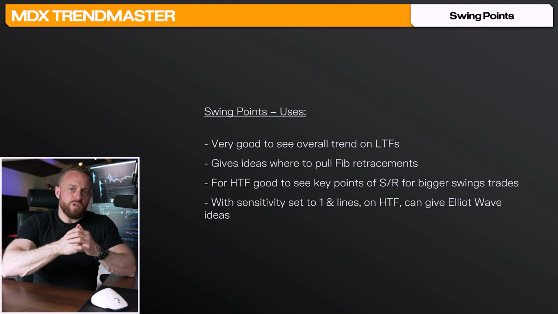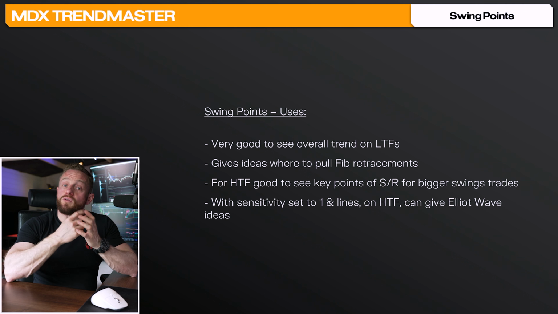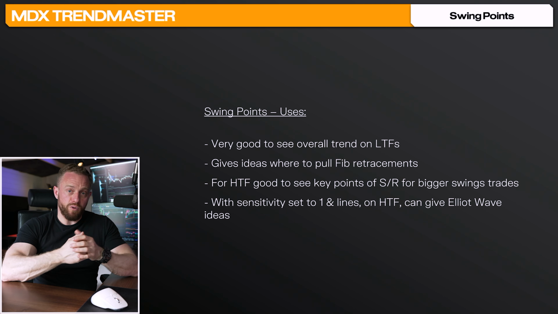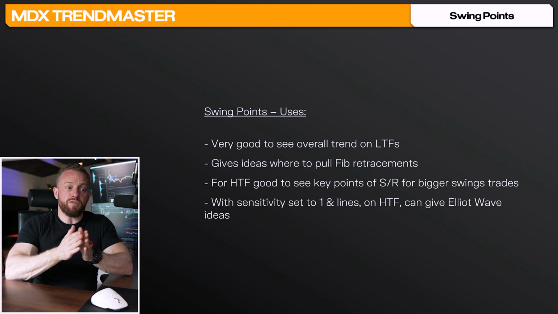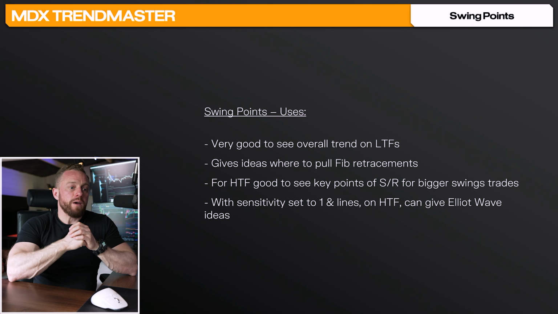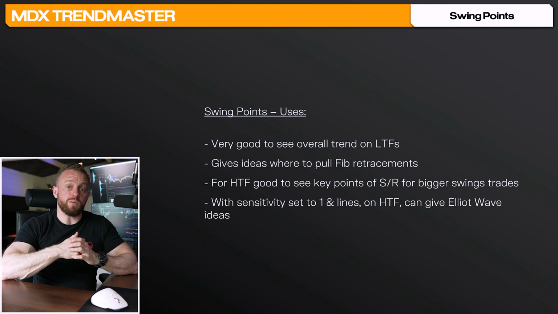In terms of what you can use this for, well, generally it's good to see which way price is trending. It can also give you some nice ideas where to pull your Fibonacci retracement lines. And then on the higher time frame, I find it's good to see any key swing points for big support and resistance levels that you may use for swing trades. Oh yes, and also it can even give you ideas of Elliott waves if you're familiar with that.